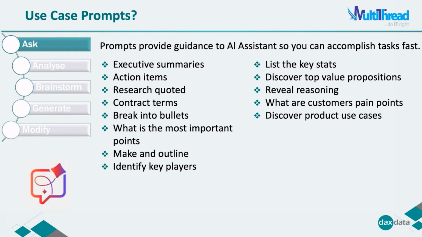You can get bullets. It can create tables. It can identify the key players. You could have information and you could say, okay, how can I change the target audience? Because maybe that's something that you want to do. It can reveal its reasoning. What are some of the customers' pain points based on the document that you have uploaded, right?